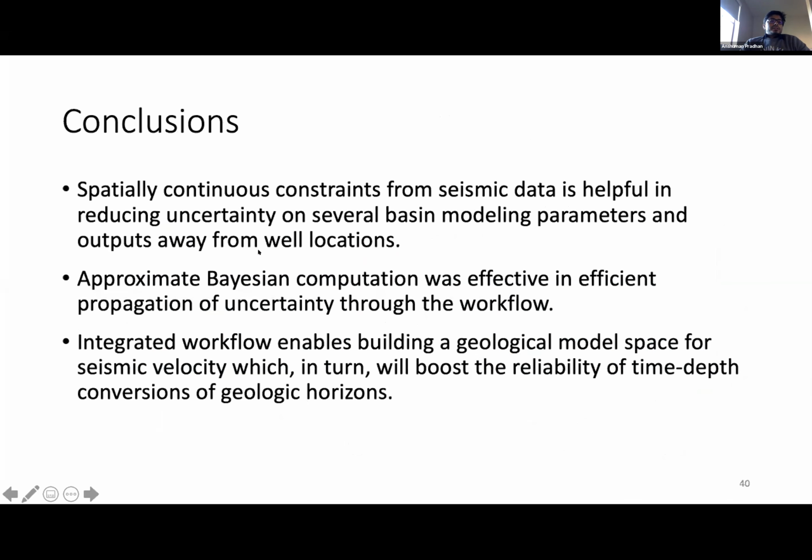Okay, so coming to the conclusions, we saw that spatially continuous constraints from seismic data are helpful in reducing uncertainty on several basin modeling parameters away from the well locations. We introduced a methodology of approximate Bayesian computation, which was very efficient in handling high dimensional data such as seismic data, and it efficiently allows propagation of uncertainty through the workflow. And finally, our integrated workflow enables building a geological model space for seismic velocity. Why can this be important? Because your seismic velocity model is always used in getting time-depth conversion of geologic horizons, right?